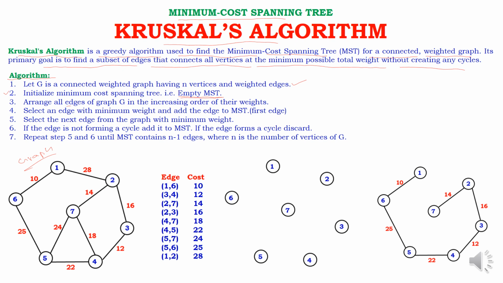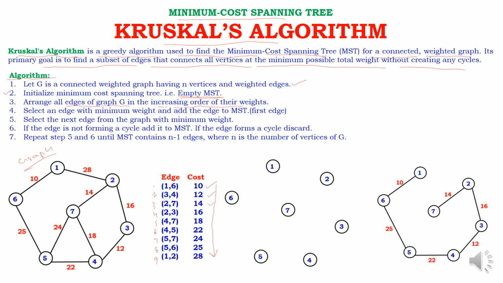Then arrange all edges of graph G in increasing order of their weights. See, there are so many edges: first one, second, third, fourth, fifth, sixth, seventh, eighth, ninth. There are 9 edges. Each edge has some weight. We are arranging these edges in ascending order of their weights. Initially the smallest cost is 10, next smallest is 12, next smallest is 14, etc. So the weights are arranged in ascending order.